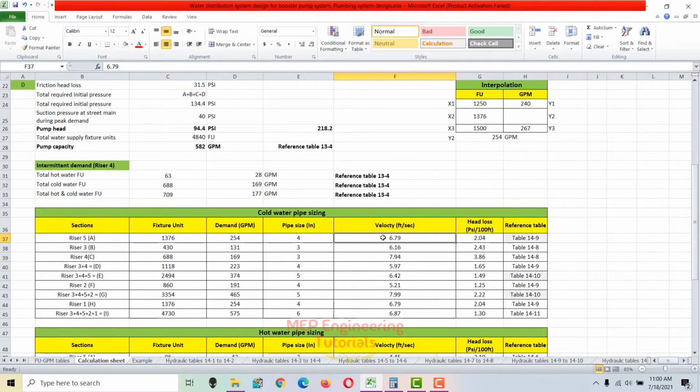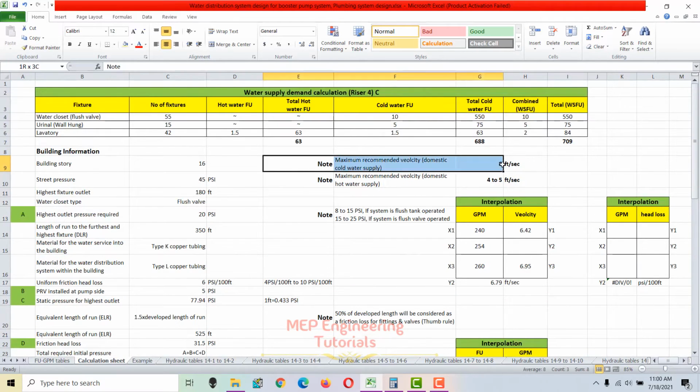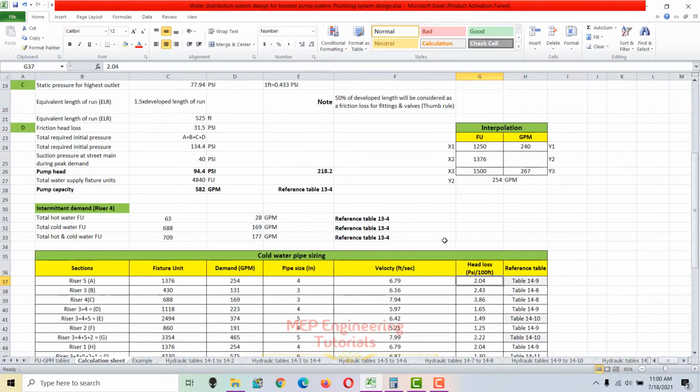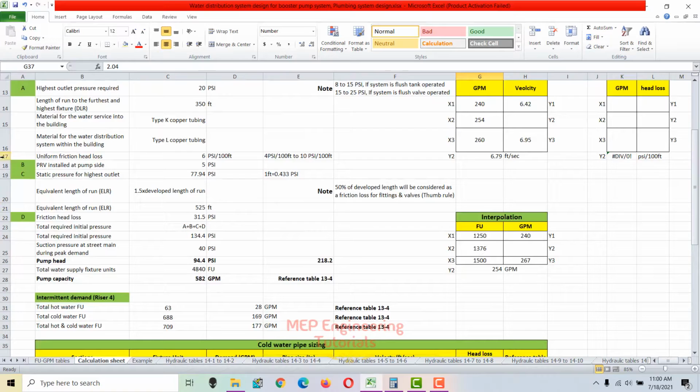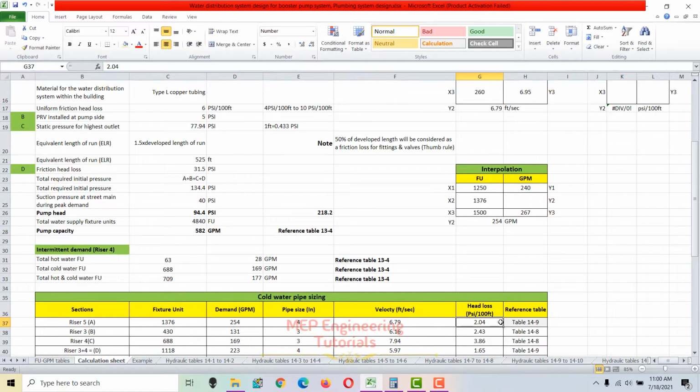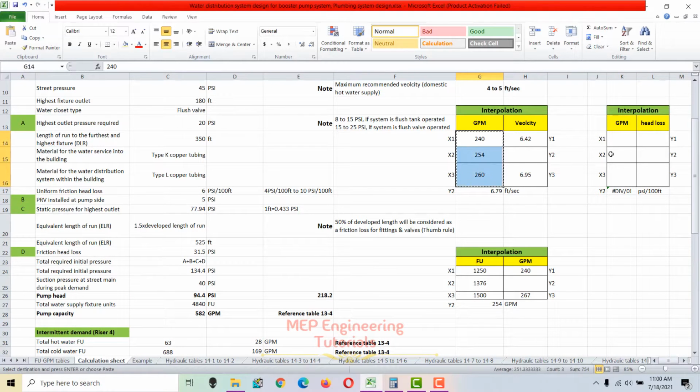Since this 6.79 feet per second is less than 8 feet per second, which we set in the beginning, the pipe size which we selected, 4 inches, is okay. We can use 4 inches pipe size. Now we have to calculate the head loss also. We use the uniform head loss of 6 psi per 100 foot. We need to calculate the head loss at this pipe segment, riser 5, represented by section A, the same way.